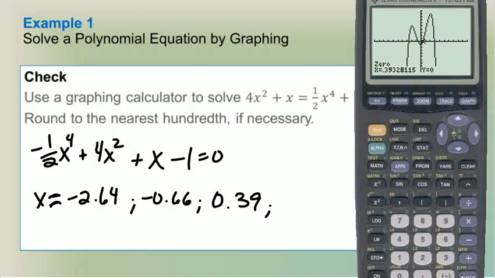And our last one, second trace, number 2. Left bound is above. Hit enter. Right bound is below. Hit enter. Hit enter a third time, and we get 2.91. Those are our zeros for that particular question.